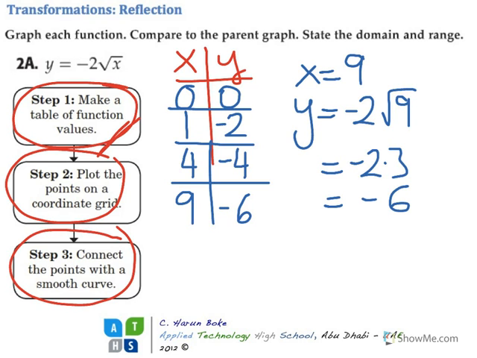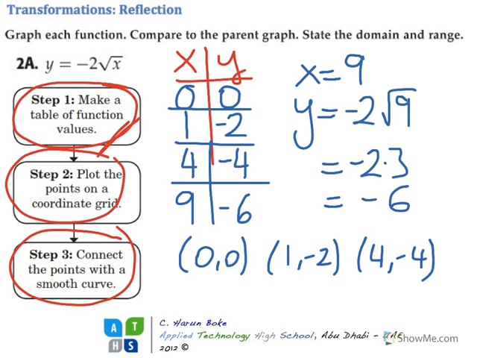So the ordered pairs, the coordinates of the points are (0, 0), (1, -2), (4, -4), and (9, -6). You had better have 4 points at least. Alright, don't forget this one.